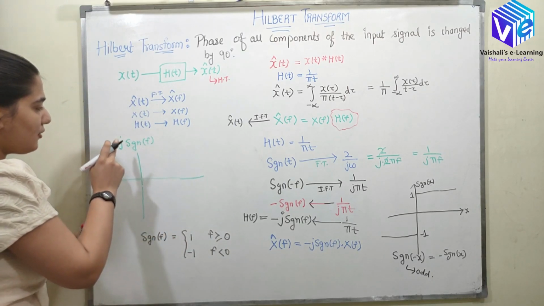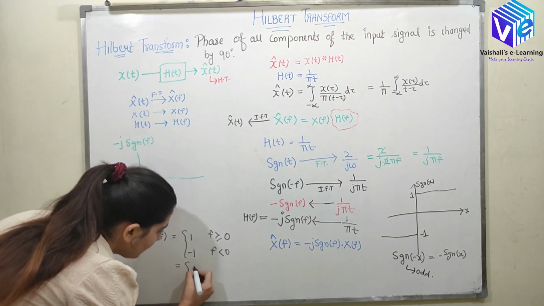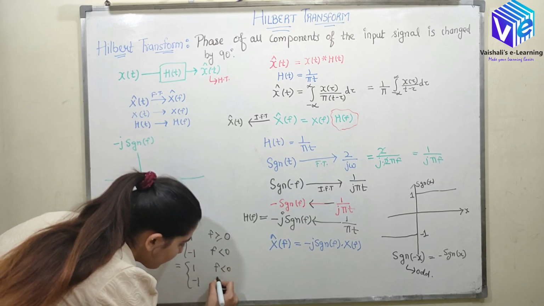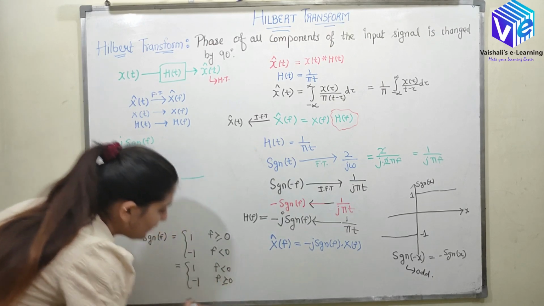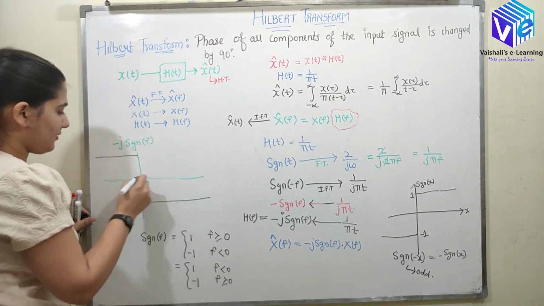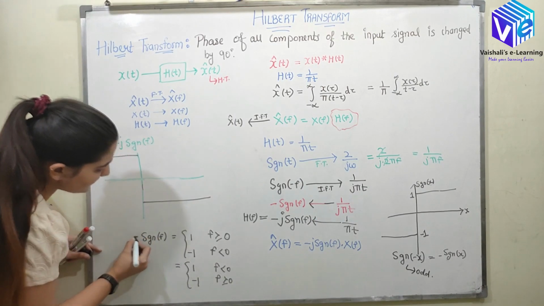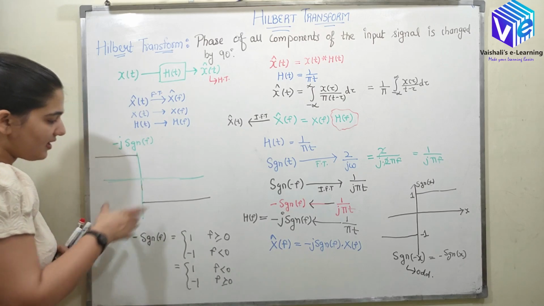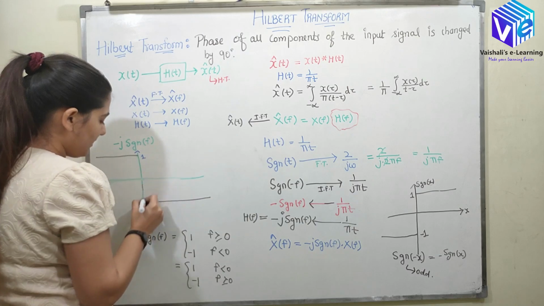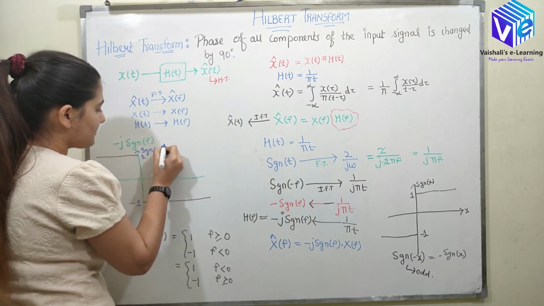Now I need to find minus signum of f. It would be equal to 1 when f is less than 0 and minus 1 when f is greater than or equal to 0. This graph is representing minus signum of f, or signum of minus f. So this is 1 and this is minus 1, and this is f.